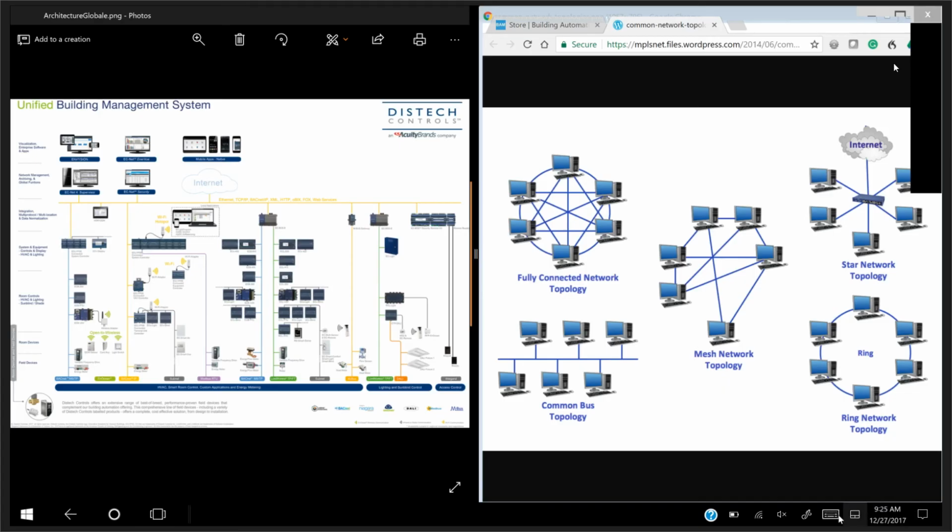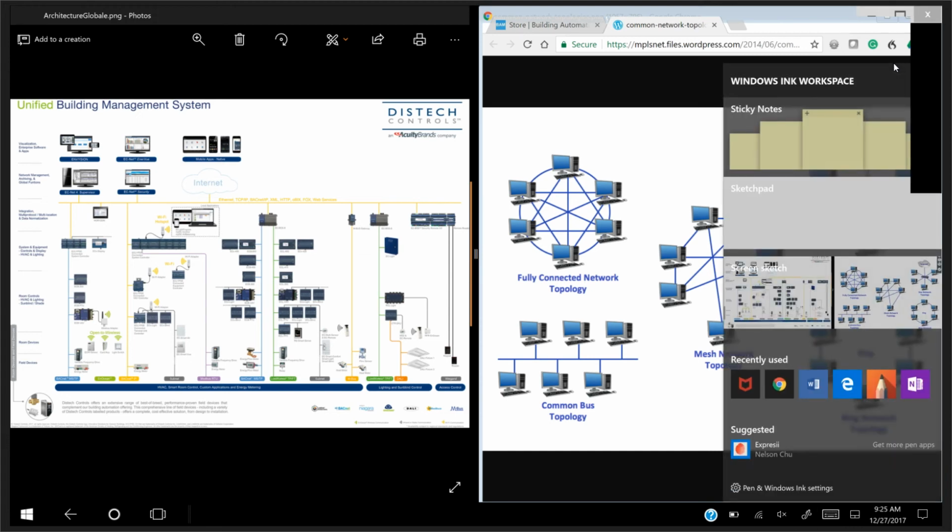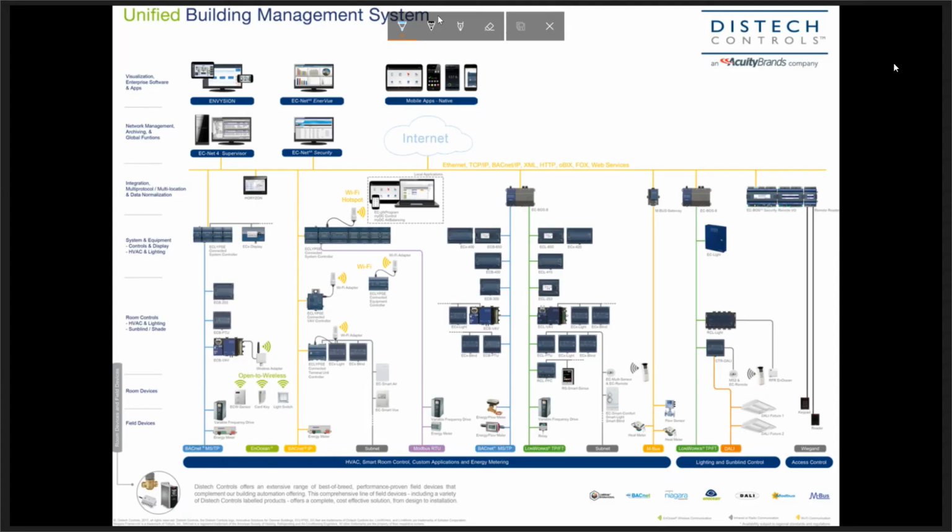So here we go. I'm going to move this into sketch mode. Actually, I'm not going to be able to move that into sketch mode, am I? All right. I could sketch with this, though. So here is a view of a building automation system network, okay? And this building automation system network has a lot of different things on it that I want to cover here.